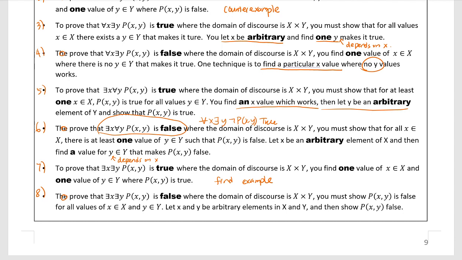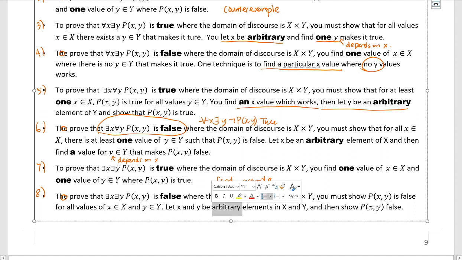Number 8, to prove that there is no x, there is no y, P of x,y, where the domain is X Cartesian product with Y, you must show that P of x,y is false for all values of x and for all values of y. So we let x and y be arbitrary elements and we want to show P of x,y is false. Okay, yes, that is the 8 possibilities.